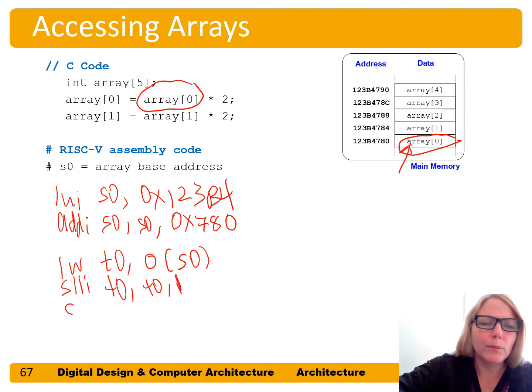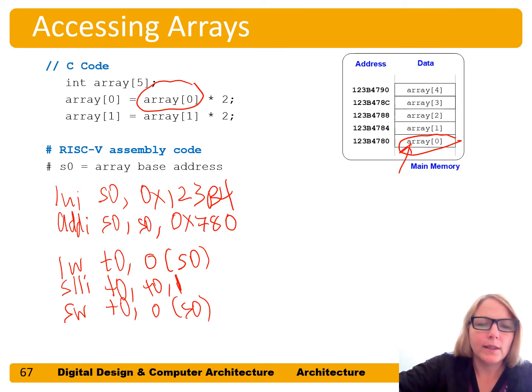And then we're going to store it back, after we've multiplied it by 2, into the memory address for index 0 of the array. And now we want to do that again for array sub 1.